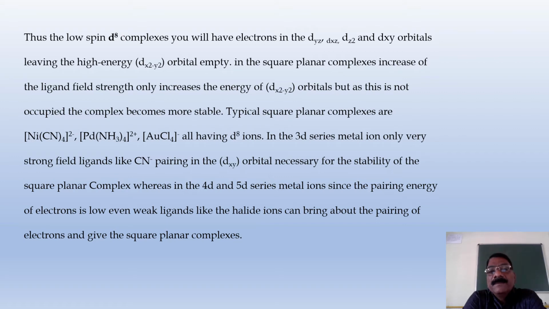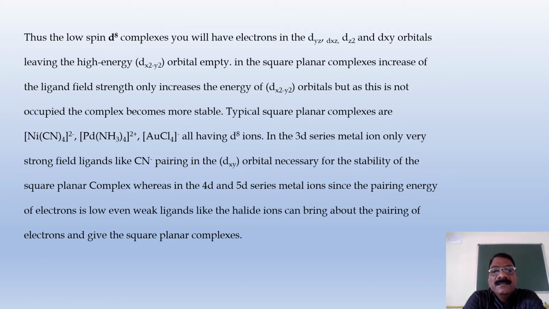Typical square planar complexes are [Ni(CN)4]2-, [Pd(NH3)4]2+, and [AuCl4]-, all having d8 ions or a d8 system. In the 3d series, with metal ions, only very strong field ligands like CN- are effective, as pairing in the dxy orbital is necessary for the stability of the square planar complexes.